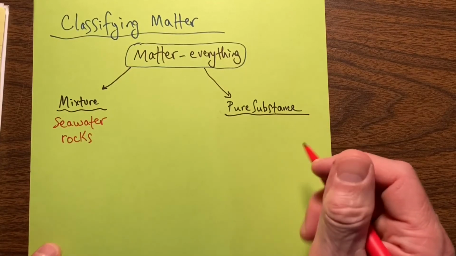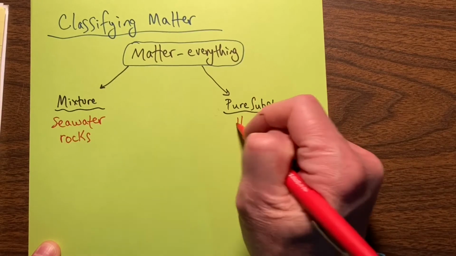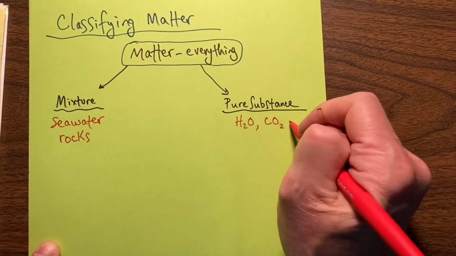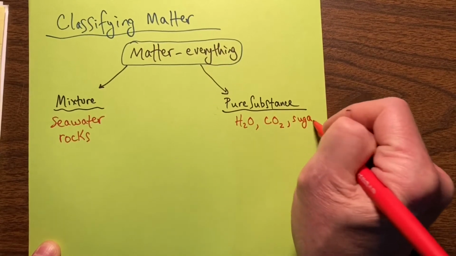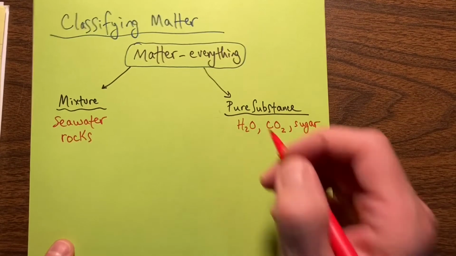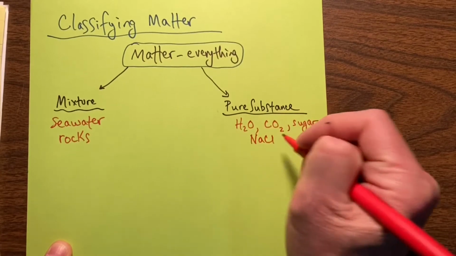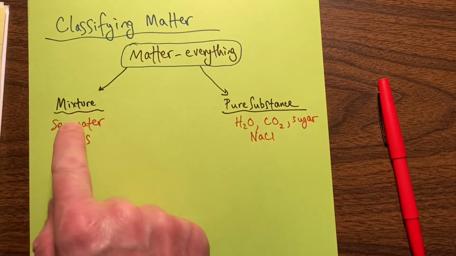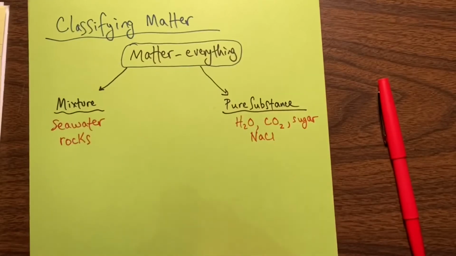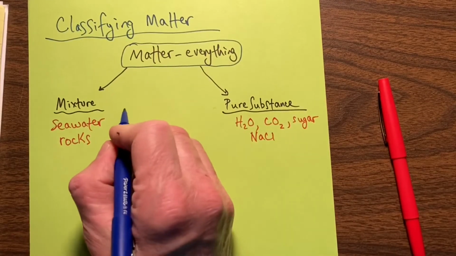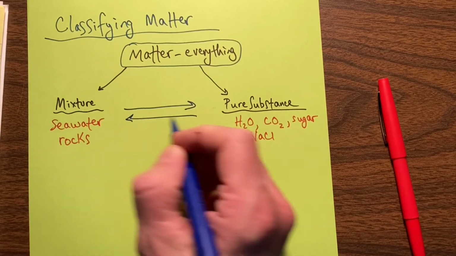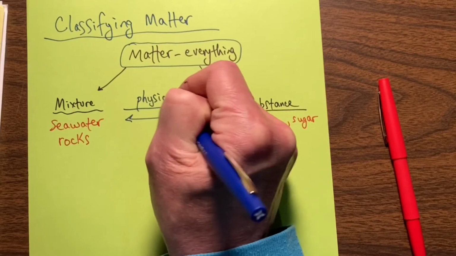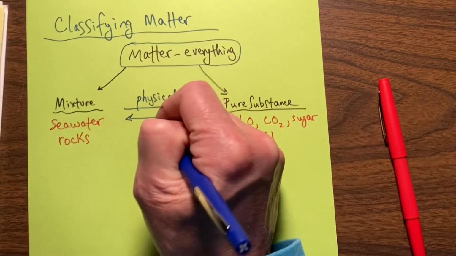What are pure substances? Things like water, CO2, sugar. When I say sugar, I mean table sugar, table salt, sodium chloride. Those are pure substances. Now, can you convert a mixture into a pure substance? Yes, you can. You can go back and forth between these, a mixture and pure substance, by physical changes.